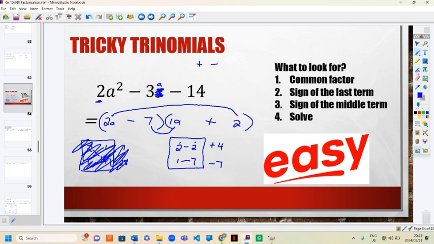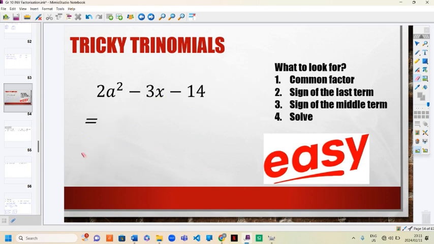Okay, so let me do it again. I'll just do it all over again just to refresh. So that should be an A, not bad. I look there, no common factors. Cool, so I open up my brackets. Boom, boom, boom, boom.